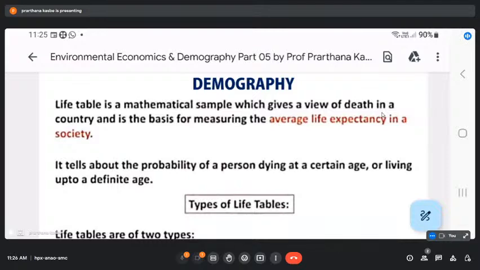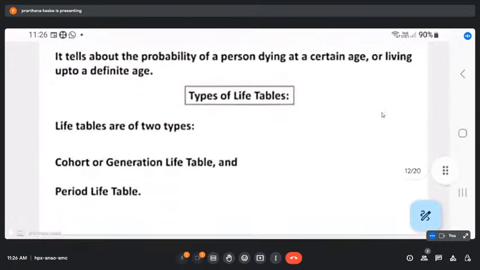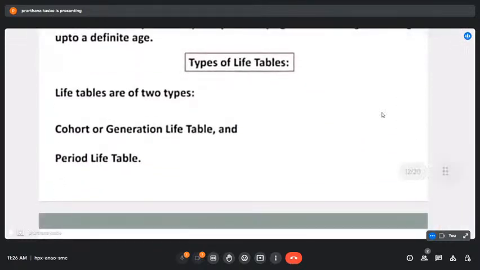It tells about the probability of a person dying at a certain age and living up to the definite age. म्हणजे एक संभाव्य आकडेवारी आपल्याला मिळते की एखाद्या व्यक्तीचं आयुर्मान हे किती वर्षापर्यंत असू शकतं. That is life table. So what are the main types of the life table?